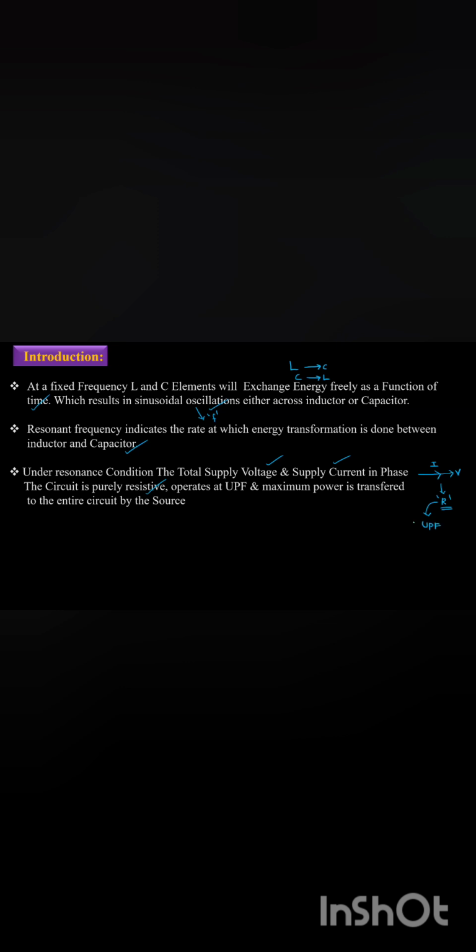The proof also I will give, but these are the general important introduction points that you have to consider. At resonance condition, voltage and current are in phase, the circuit is purely resistive, and it is operating at unity power factor. And maximum power is transferred to the entire circuit by the source. Under this condition only, maximum power is transferred to the entire circuit.